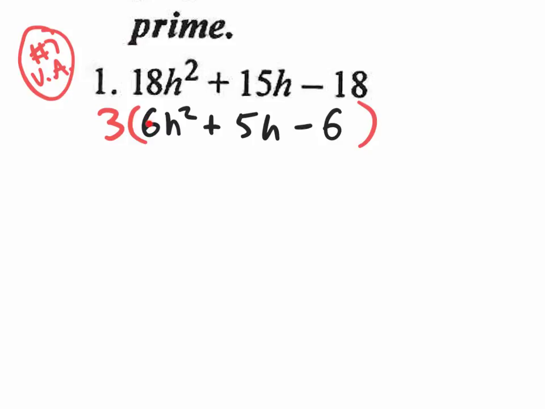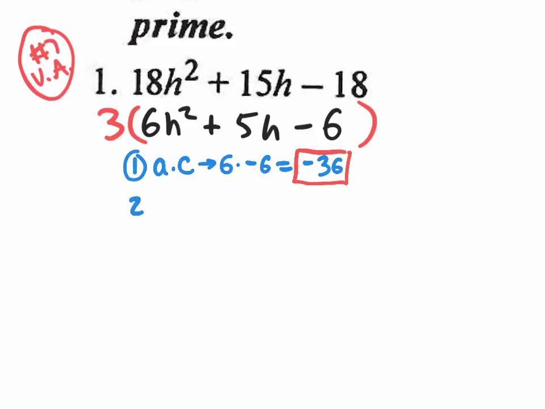Unfortunately, it still has a 6 right here, okay? Which means we have to do that long process, a times c. So let's do that. Step 1 is to multiply a times c, and that would be 6 times negative 6, which would be negative 36. So step 1, we get the answer negative 36.